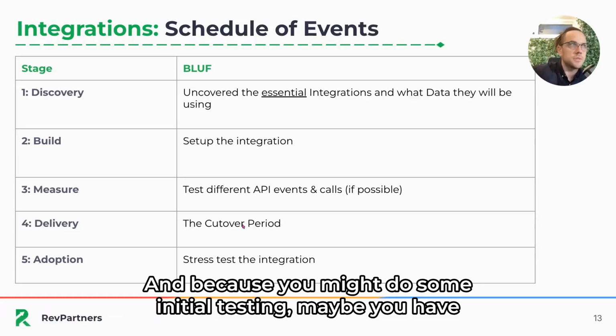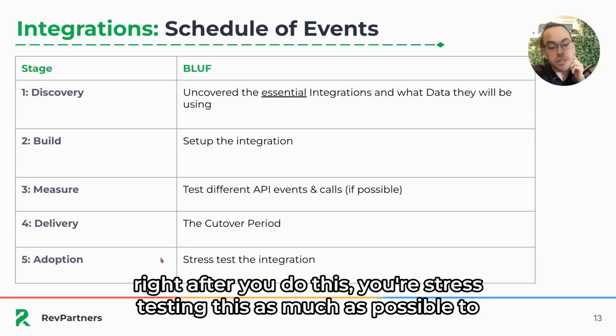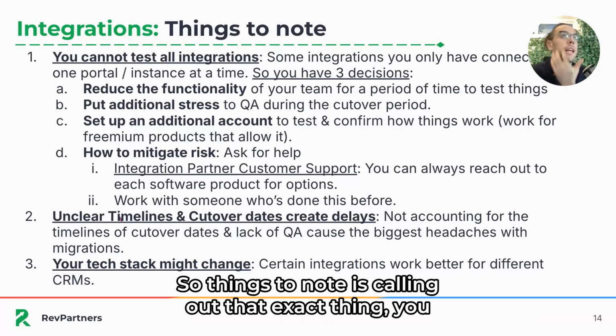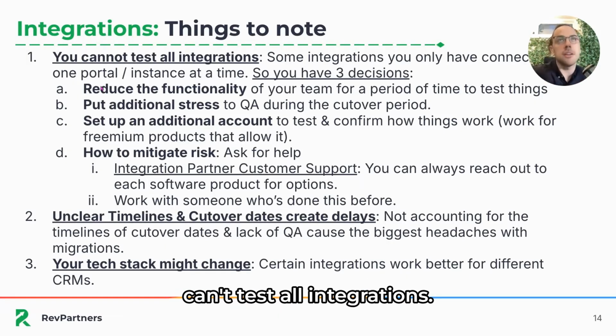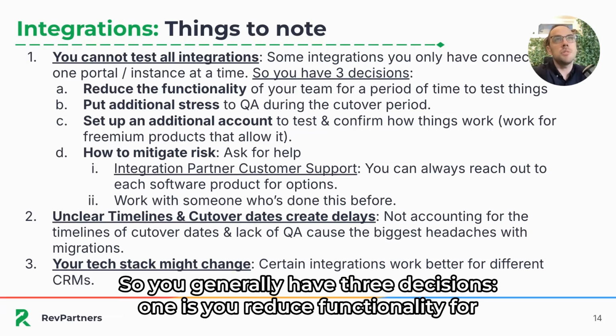You might do some initial testing, but maybe you have limited options for testing given the integration. So you have to really lean into stress testing this as much as possible right after you do this, to mitigate interruptions in daily flow. So the thing to note is calling out that exact thing: you can't test all integrations. On some integrations, you can only have one connected portal and instance. So you generally have 3 decisions.